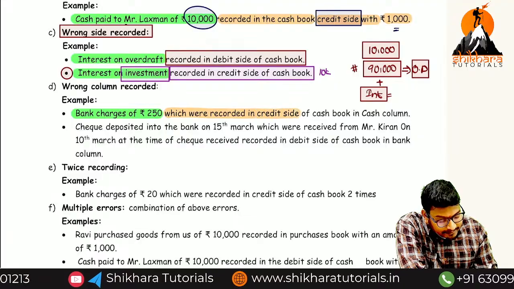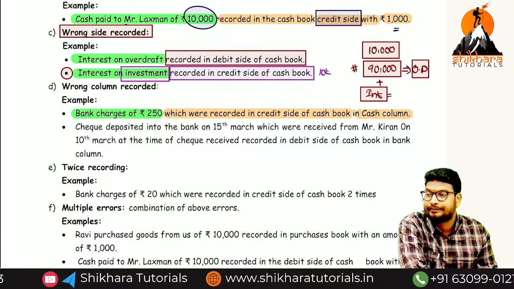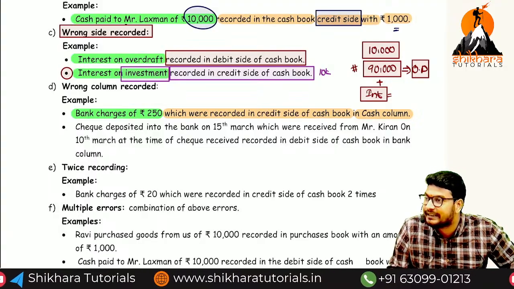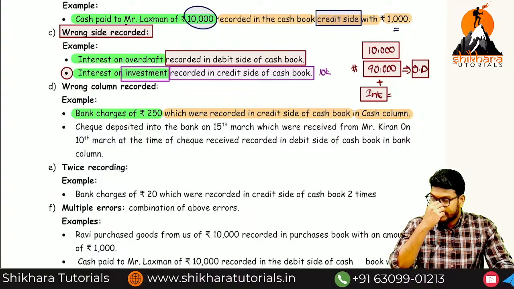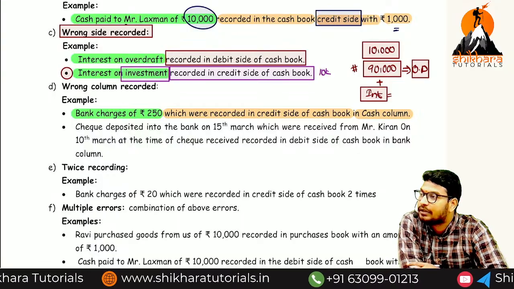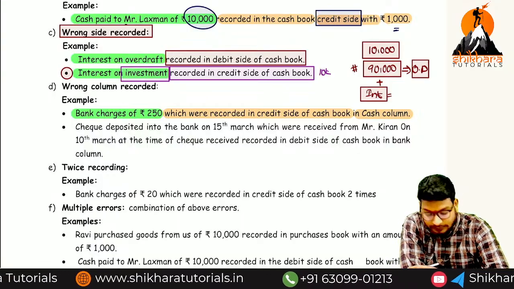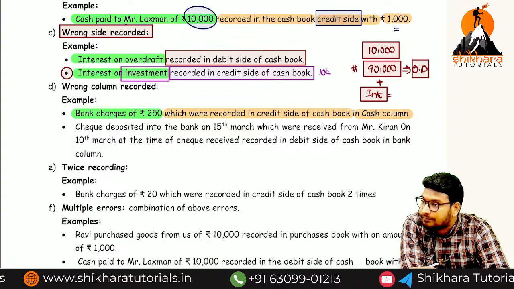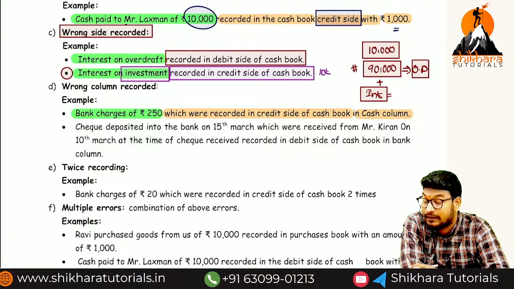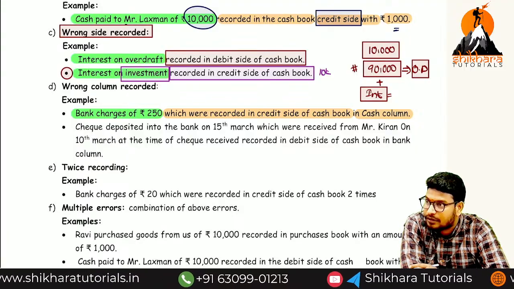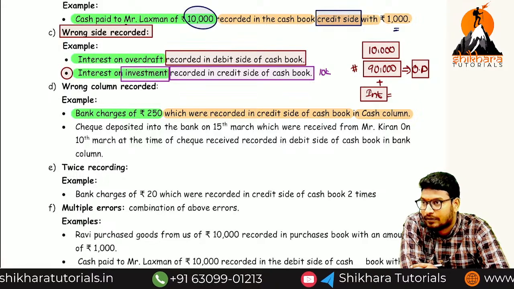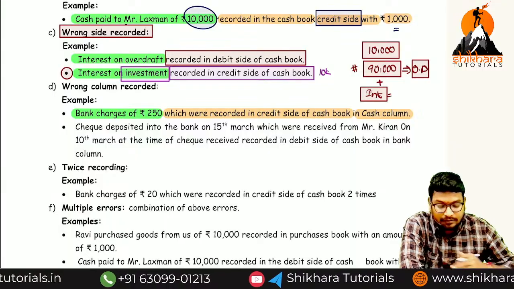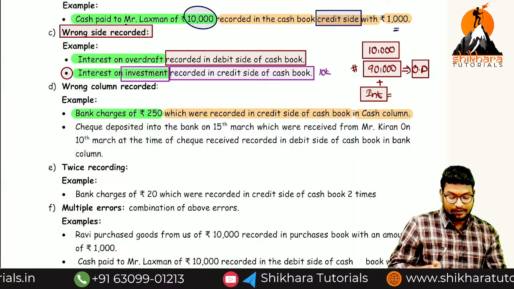What they did was record it on the credit side of the cash book, in the cash column. Bank charges: is it a receipt or a payment? Payment. A payment should be recorded on which side of the cash book? They have recorded it on the credit side, but there is a column difference. Instead of the cash column, in which column should we record it? The bank column. So how to rectify this? We can see. Okay, guys, are you understanding the concept or not? Okay, next keep the heading wrong column recorded.